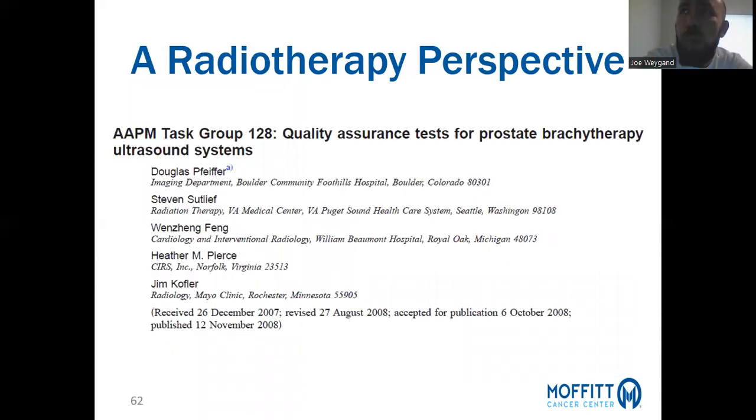As I mentioned, I work in radiation oncology, not diagnostic imaging, so I wanted to give a perspective on ultrasound from the radiation oncology side of things. Here, instead of referring to that task group 1 report 65, we refer to AAPM Task Group 128, which covers the quality assurance tests needed for a prostate brachytherapy ultrasound system.